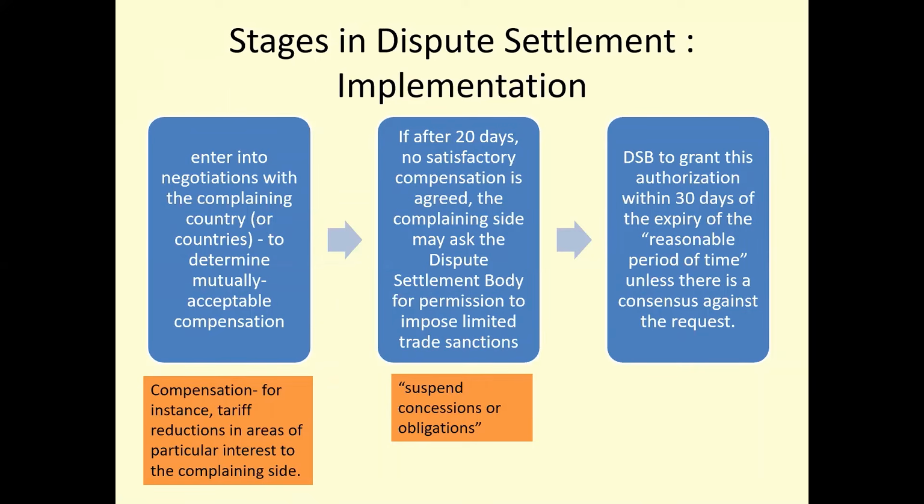If after 20 days no satisfactory compensation is agreed, the complaining side may ask the dispute settlement body for permission to impose limited trade restrictions against the other side. The dispute settlement body must grant this authorization within 30 days of the expiry of the reasonable period of time unless there is a consensus against the request.